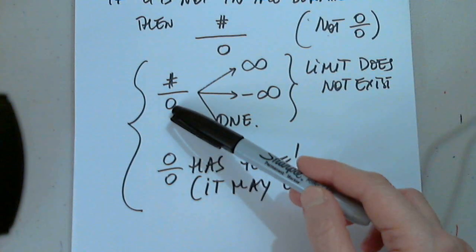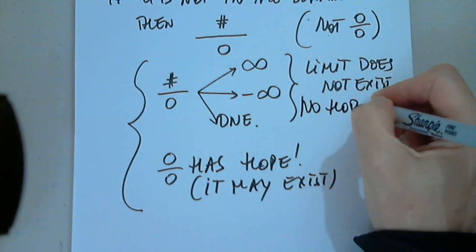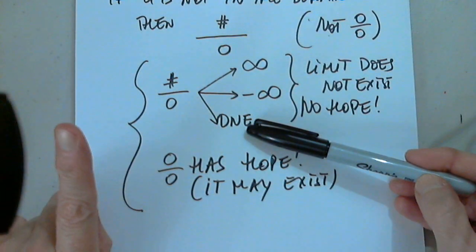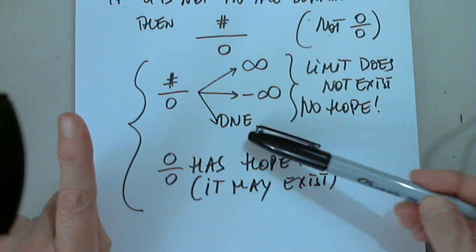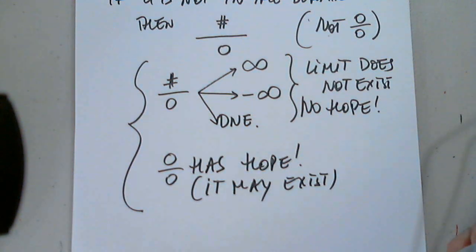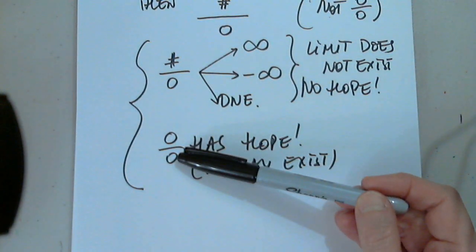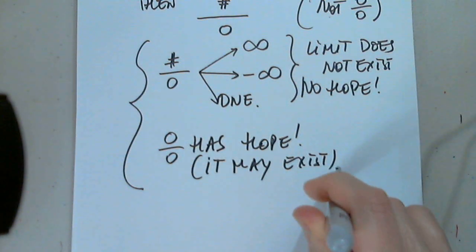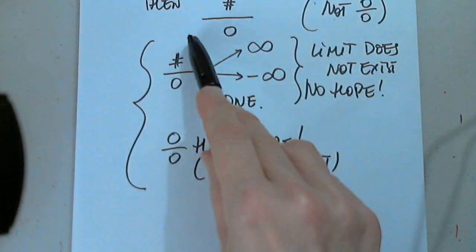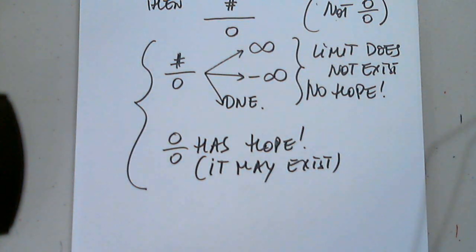A number over 0, no hope. None. No hope. And you have to look for these answers. Only one. Not this and this and this. No. Either this or this or this. If the initial situation is 0 over 0, I'm not saying the limit exists. I'm only saying it is possible. But this one is closed. Done. The limit will not exist, and you have to look for one of these three.